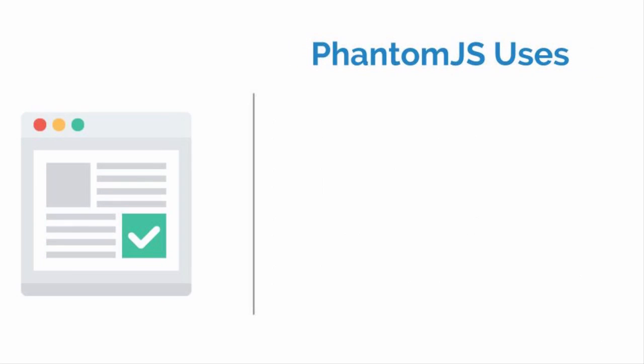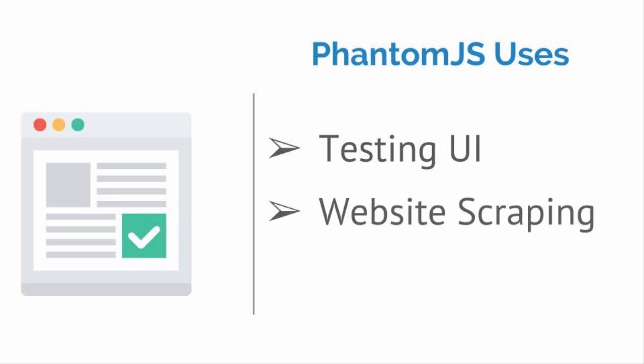The most common use case for PhantomJS is to provide an interface for testing the UI of web applications. However, we can also use Phantom and Casper as a means for scraping any kind of website data that we want in a dynamic manner.